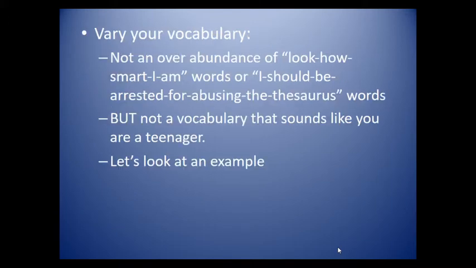Try varying your vocabulary. You don't necessarily need this overabundance of "look how smart I am" words, or "I should be arrested for abusing the thesaurus" words. I'm not always impressed with large, big words. But I also don't want vocabulary that makes you sound like a teenager. You want to sound mature. You want to sound intelligent. You want to sound smart. And that's good voice. That doesn't necessarily mean intelligent, smart is big words.